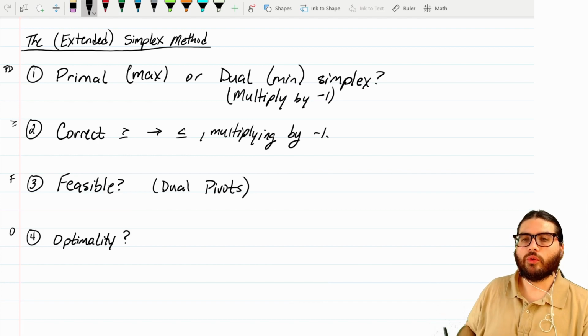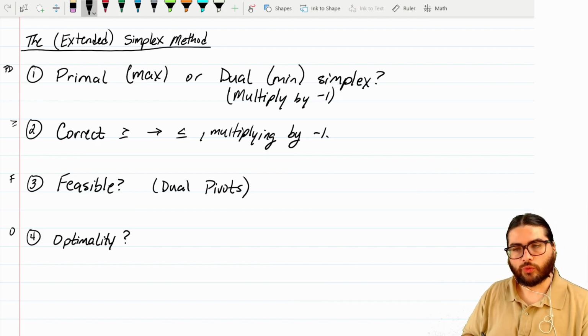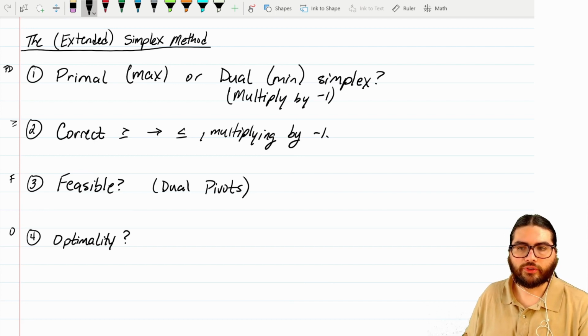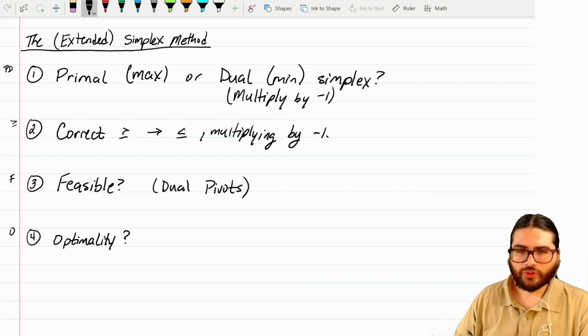Remember, in the primal simplex method, we wanted to increase the objective as much as possible. So we got rid of all of the negative numbers in the bottom row. But in the dual simplex method, we wanted to decrease the objective as much as possible. So we only wanted negative numbers in the bottom row. So it was a little bit different.